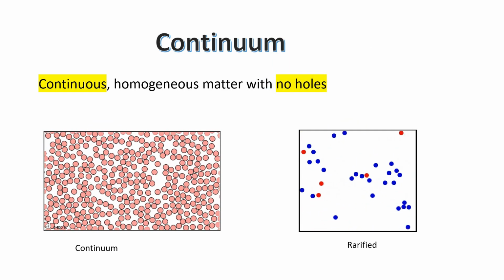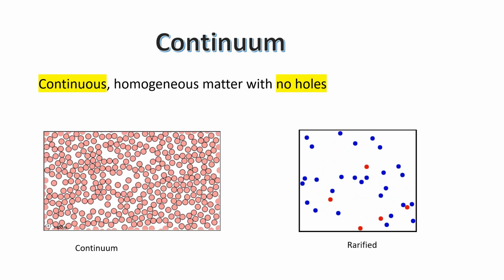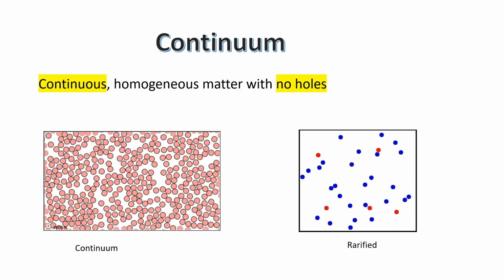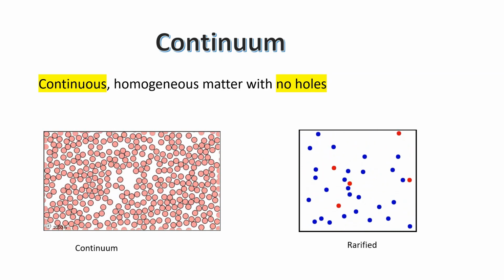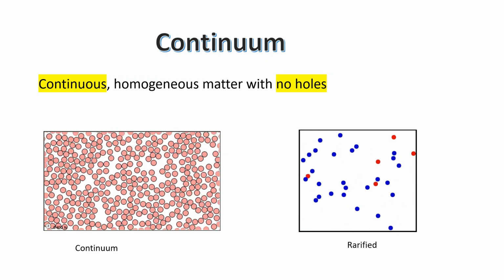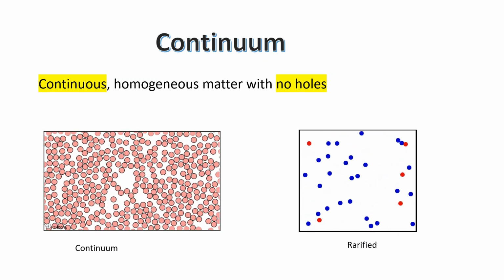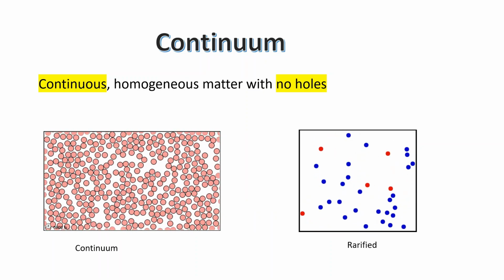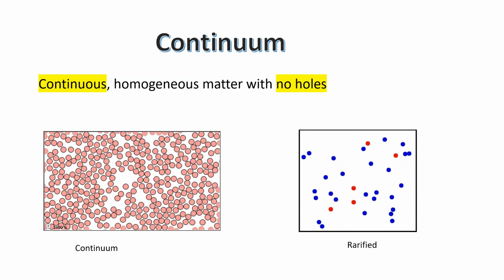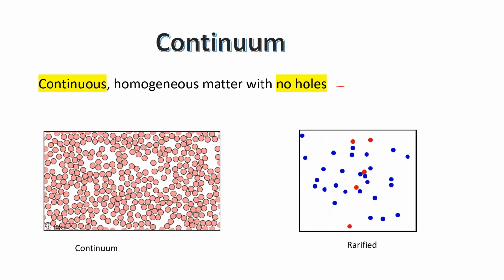So what is continuum? Matter is made up of atoms that are widely spaced in the gas phase. Yet, it is very convenient to disregard the atomic nature of a substance and view it as a continuous homogeneous matter with no holes, that is continuum.